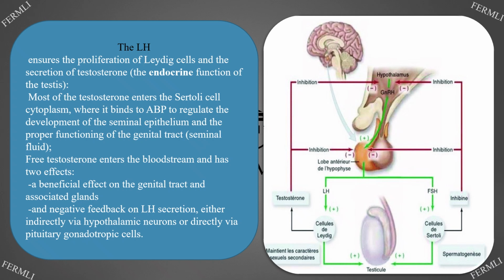Seminal fluid. Free testosterone enters the bloodstream and has two effects: a beneficial effect on the genital tract and associated glands, and negative feedback on LH secretion, either indirectly via hypothalamic neurons, or directly via pituitary gonadotropic cells.